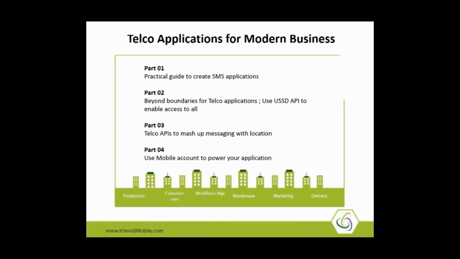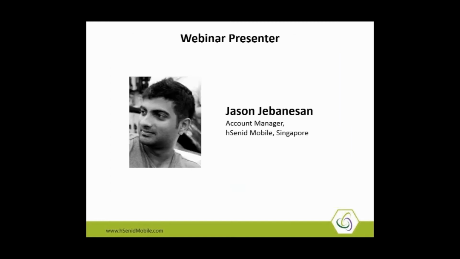So let's start quickly. Actually, this is the second time I'm introducing myself, because you guys didn't hear me the first time, so let me start again. My name is Jason Jabanesan, and I'm the account manager at Zenith Mobile, based out of Singapore. I started my career with an engineering background, and a couple of years back, I moved into management. So that's how my whole career is. I've been working with application development for the last couple of years now. That's the simplest version of what my position is.